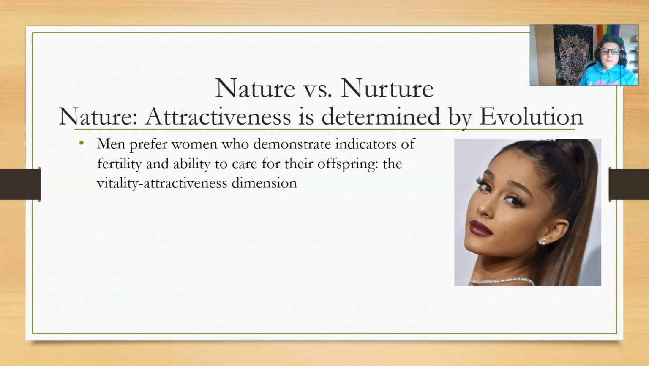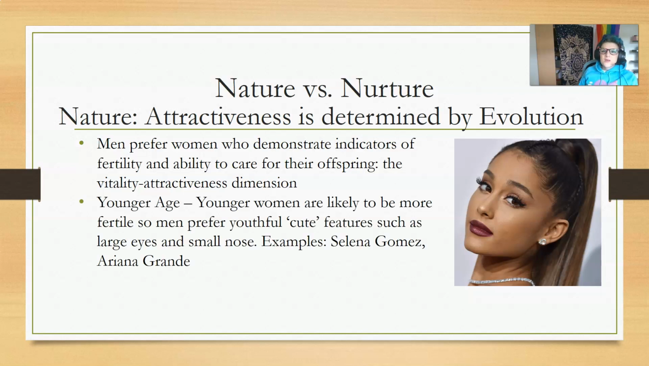Now, men prefer women who demonstrate indicators of fertility and ability to care for their offspring. This is the vitality attractiveness dimension. So therefore, men are more likely to go for women who are of a younger age. Younger women are likely to be more fertile, and so men prefer those with useful, cute features, such as large eyes and a small nose. Examples include Selena Gomez and Ariana Grande, who look very youthful.